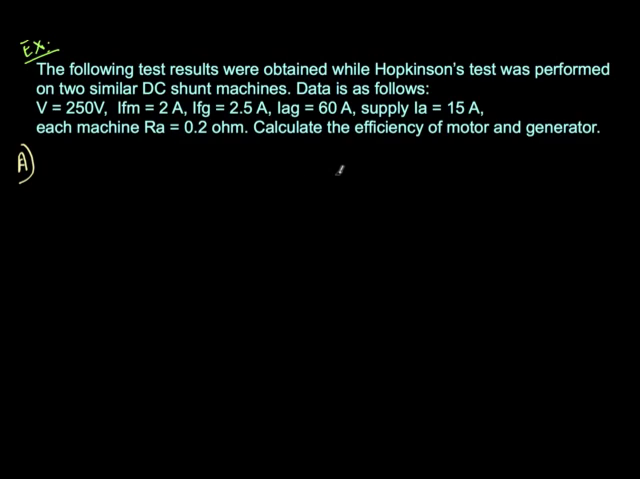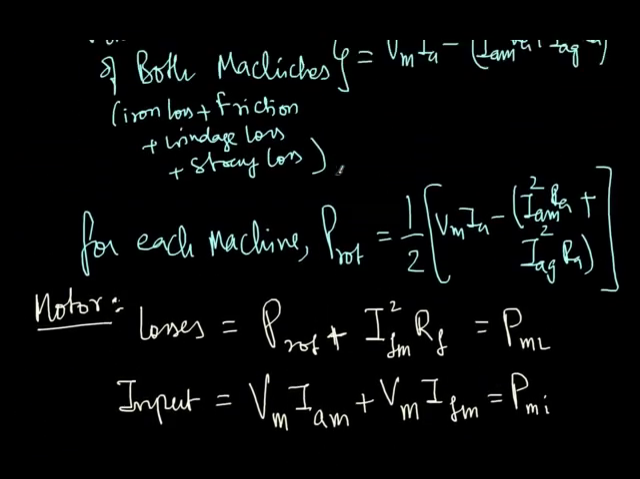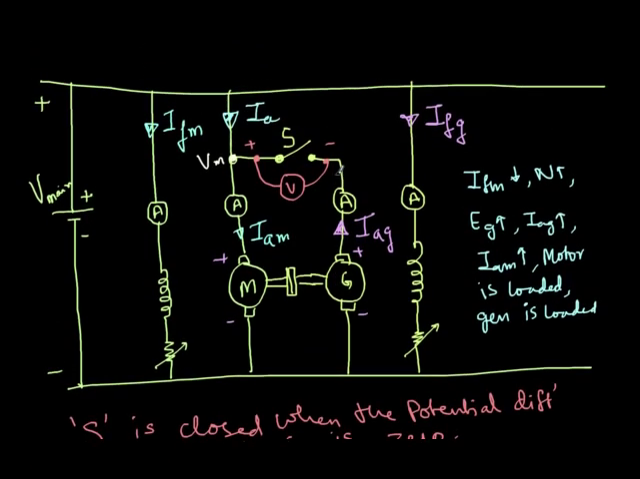All right, so let's briefly look at the diagram once again. So this is the setup of Hopkinson's test. Now IAG is given as 60 amperes, and then IA is given as 15 amperes. So therefore 60 plus 15, 75 amperes, is the current going through the IAM. So I'll just remove this, and just to indicate I have just written it that way. So let's go back here.